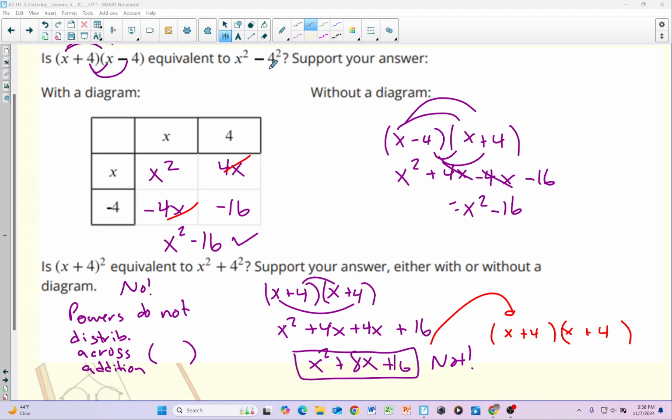So notice the way this is written. Notice I wrote it as x squared minus 4 squared, and I didn't write it as 16. And that's because this whole system that we're going to look at only works when the two things are perfect squares. X squared is a perfect square. It's the square of x. But 16 is the square of 4. And that's really what's most important. So let's take a look at a few other cases of this.